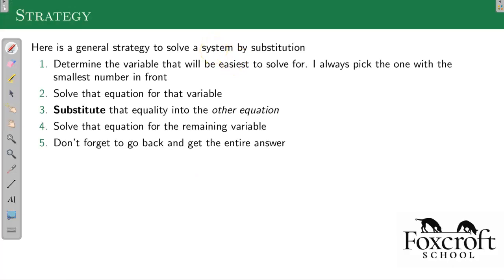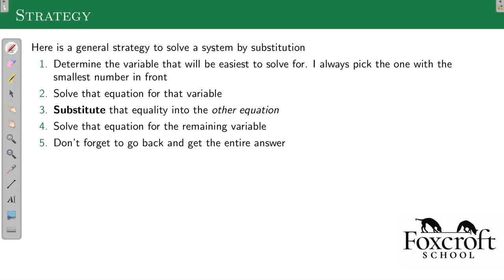All right, so here's the strategy written out in steps now that you've seen it once. One thing you always want to do, when you're looking at a system that you're going to solve by substitution, is think about what's going to be easiest to solve for. I always pick the one with the smallest number in front, because then you don't have to divide by really big numbers to solve for that equation. And we'll talk about that more with our other examples.